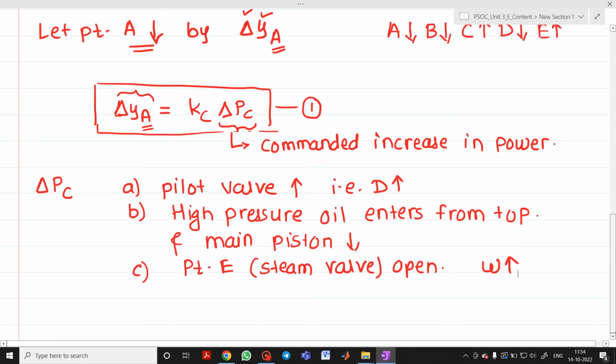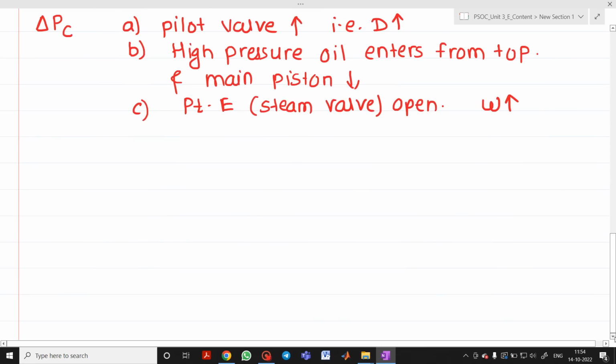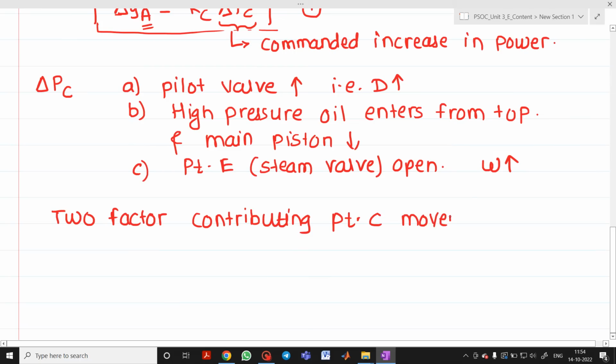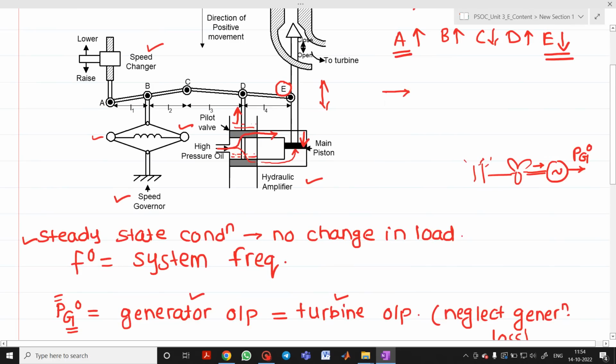So let us develop a model for this condition, whatever we have discussed here. Two factors will be contributing to the movement of C. I will write it here: two factors contributing to point C movement. Point C is nothing but, here, if you see, this is the point C.